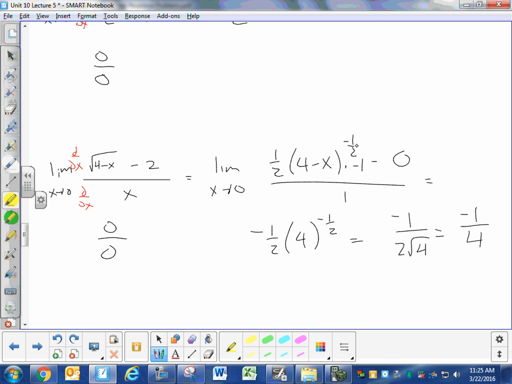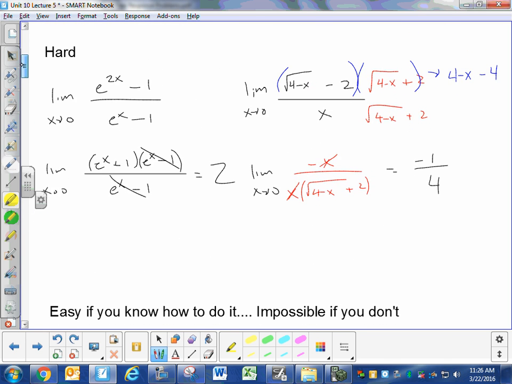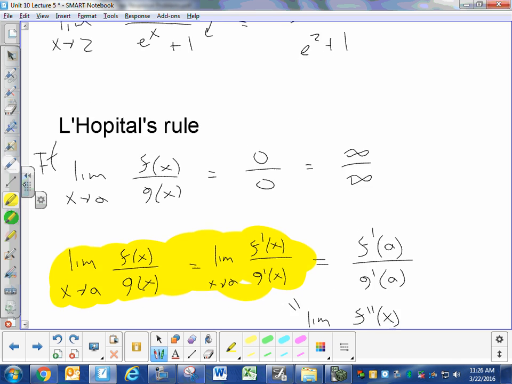Okay, I need that -1 there. Why? Because of the chain rule, because I need to take the derivative of the inside, which is 4 minus x. The derivative of minus x is -1. Okay, which is why I have -1/4. -1/4, same answer that I found by multiplying by the conjugate. However, maybe easier to do.